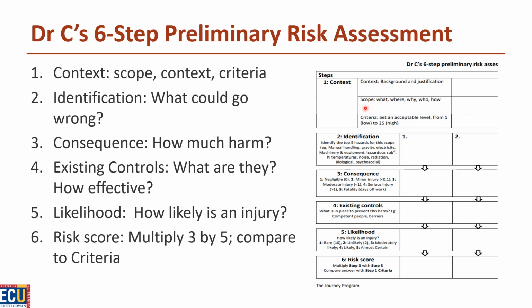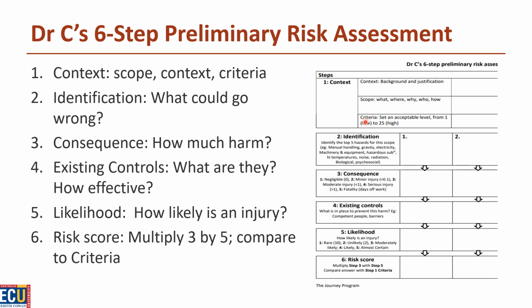Scope. So our scope is what we are doing, where we are doing it, that sort of thing. This is where we try to focus on a task or a facility or some sort of process. So we could put in here the actual task that we want to risk assess. We're only going to look at the hazards associated with that scope.